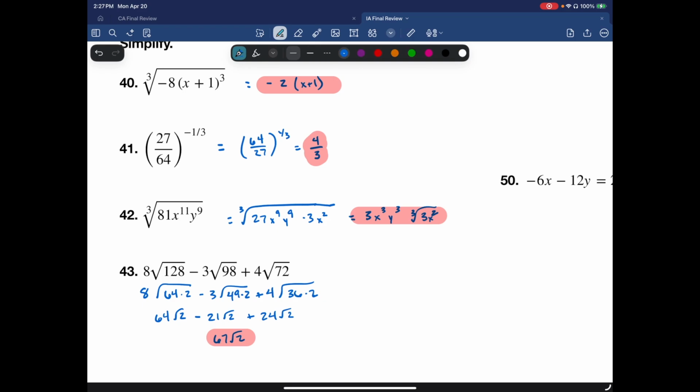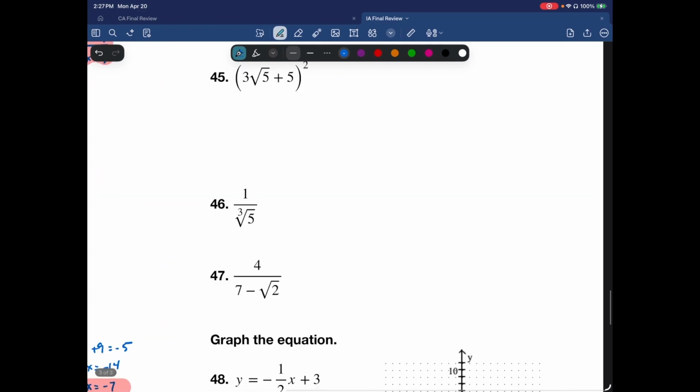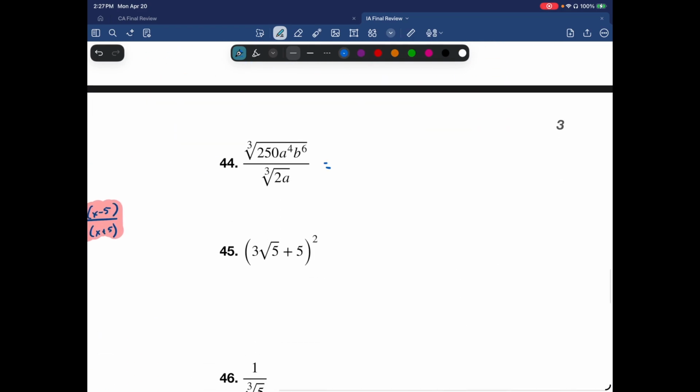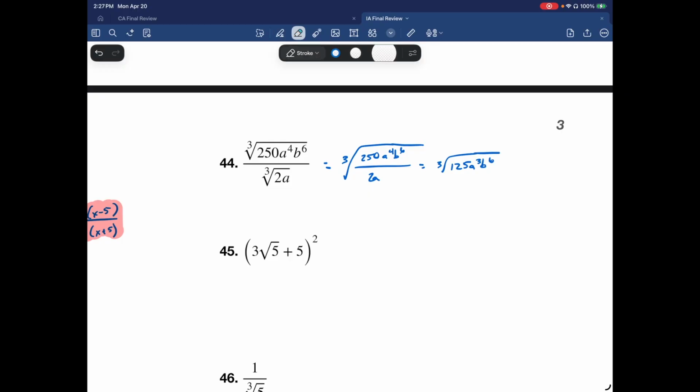All right, there you go. Now on 44, you can divide these two. I'm going to open this up by saying 250 a to the fourth b to the sixth over 2a. That's going to simplify to the cube root of 125 a cubed b to the sixth. All three of those are perfect cubes, so everything's going to come out. The cube root of 125 is 5, and then that's going to be a b squared.